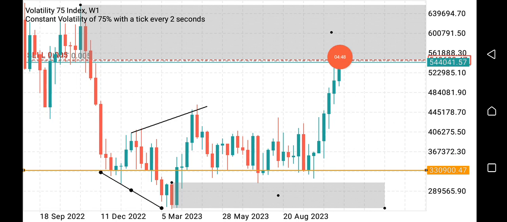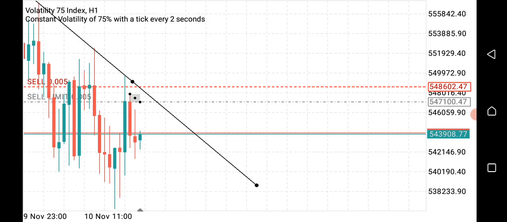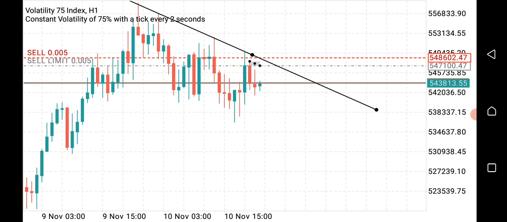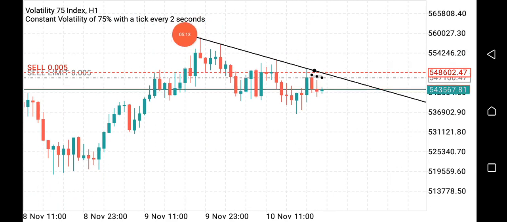So let's focus here. This is where the market is now. It has tapped into this weekly order block. So going down to a smaller time frame like H1 or H4 to look out for other confluences that we use to enter the market. You can see this trend line nicely drawn from the wicks.